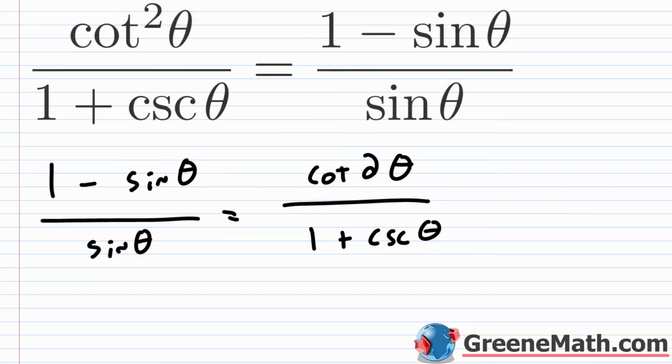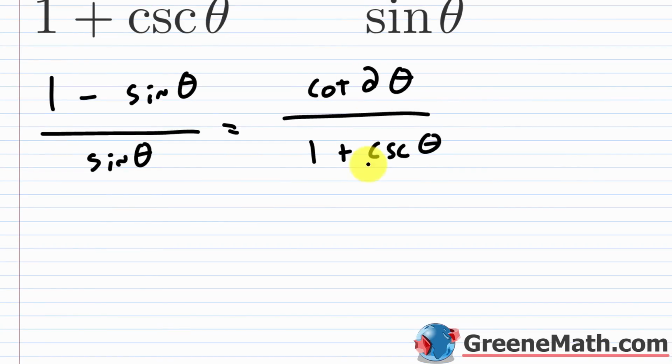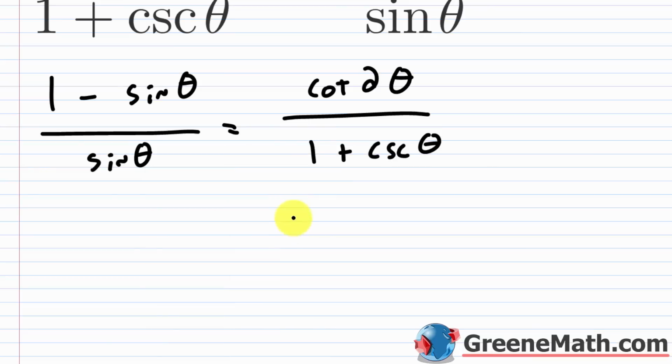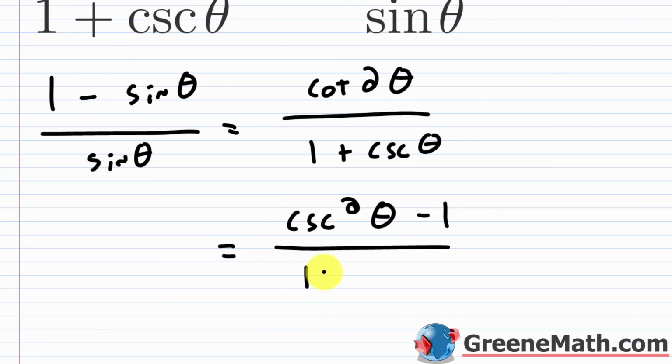Now, there's a lot of ways to attack this side right here. The simplest way I've found, if you come to your little handout and you think about the cotangent squared theta, well, that's the same as cosecant squared theta minus 1, right? I'm just subtracting 1 away from each side there. So let me replace that with cosecant squared theta minus 1. Let me put my equals here. So this is over 1 plus cosecant of theta.